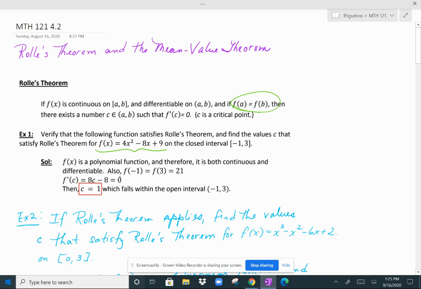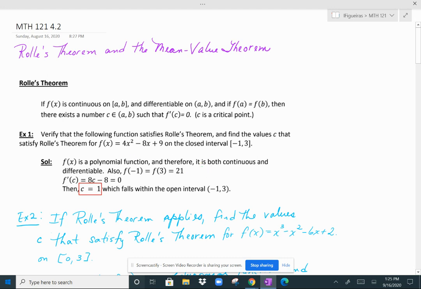So now we just have to check, is f of a equal to f of b? All right, so that means we have to plug in -1 in our function, and then plug in 3 in our function. And if you do, they both work out to be the same value, which is 21. So that third condition of f of a equal to f of b is true.